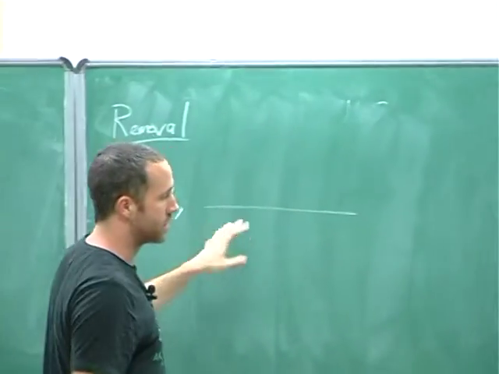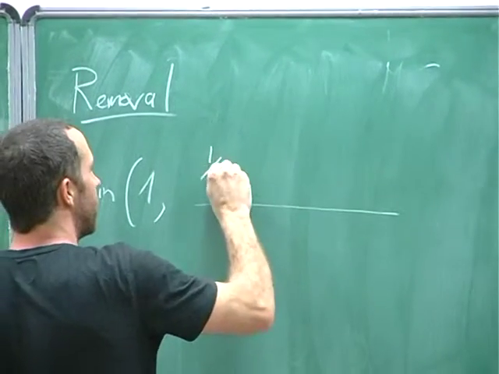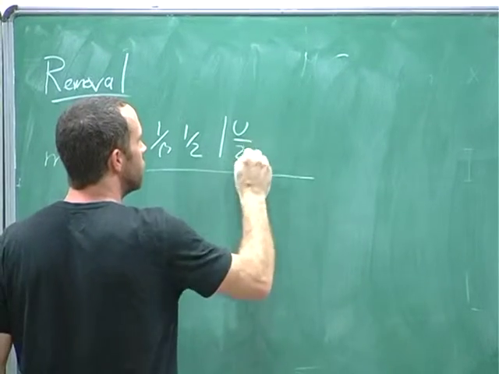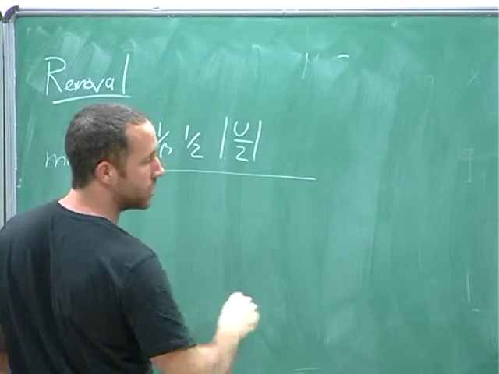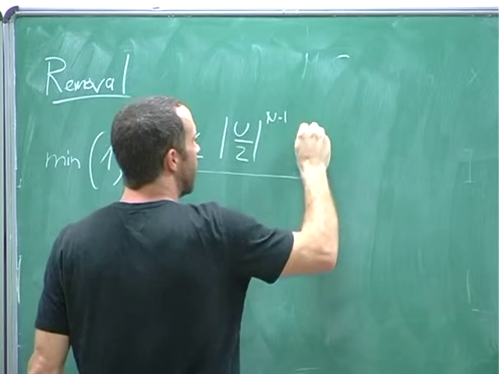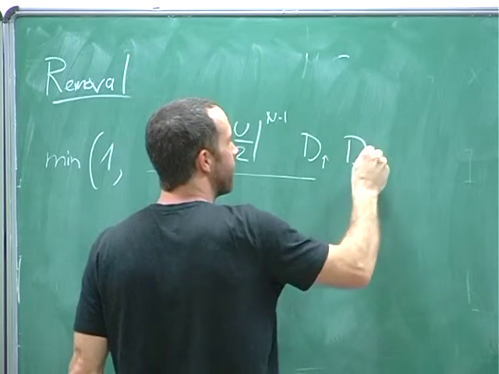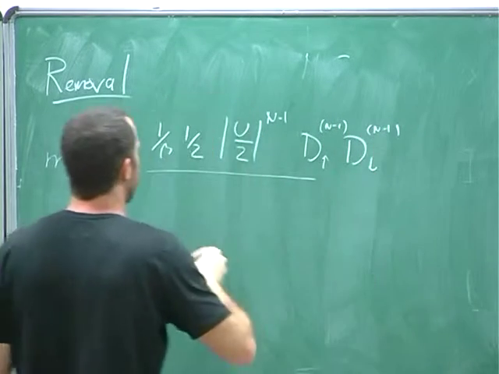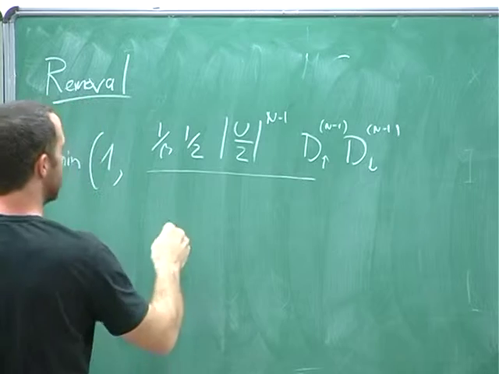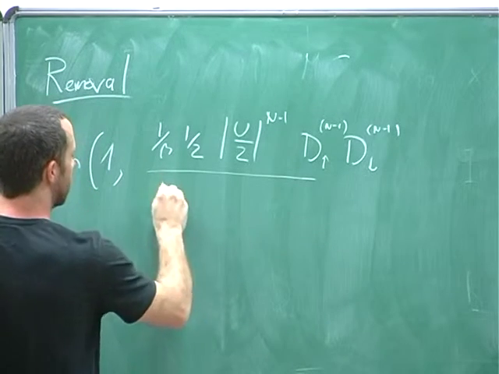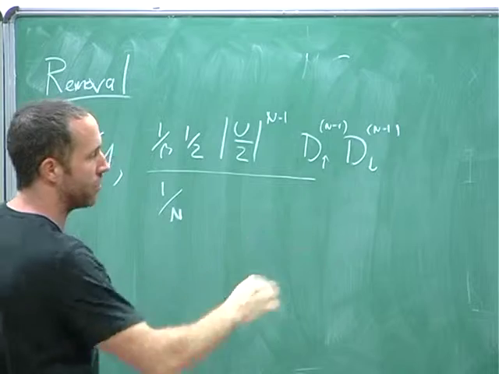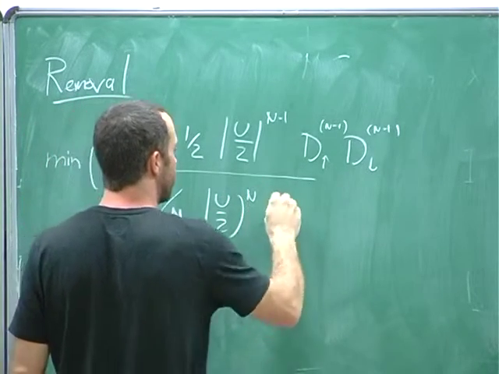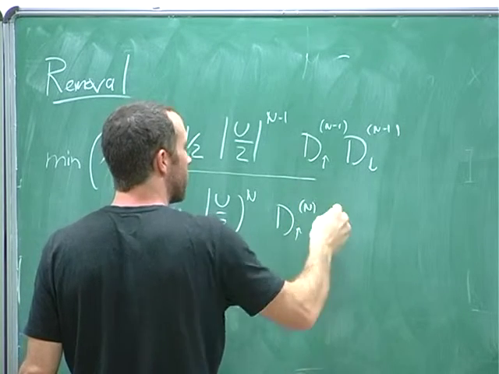Okay. So this comes again with probability 1 over beta, 1 over 2, u over 2 to the power, what is it in that case, n minus 1. And my determinants up and down come at order n minus 1. The move in the other direction is picking with probability 1 over n one of the vertices, and it comes with u over 2 to the power n and determinants at order n.